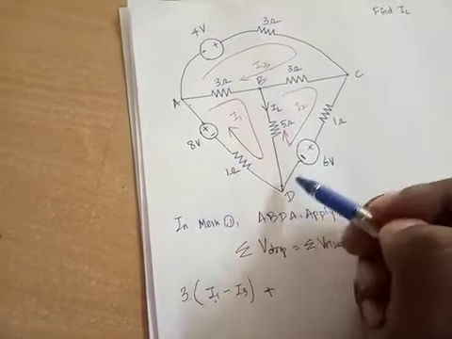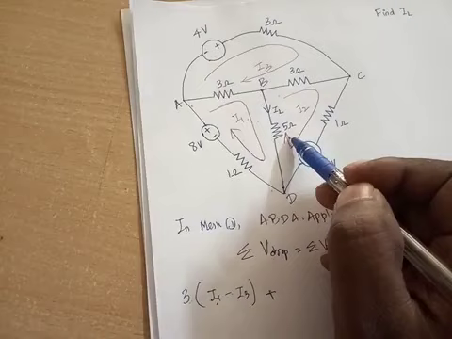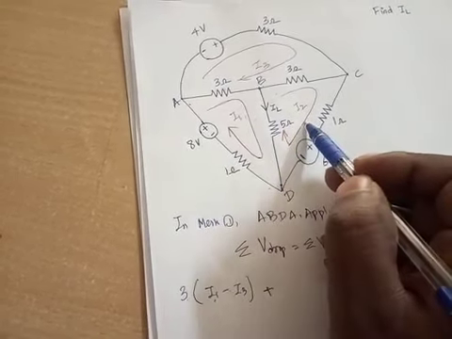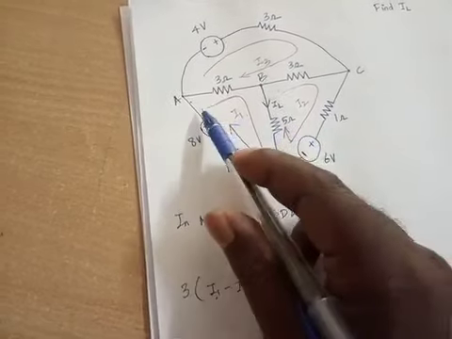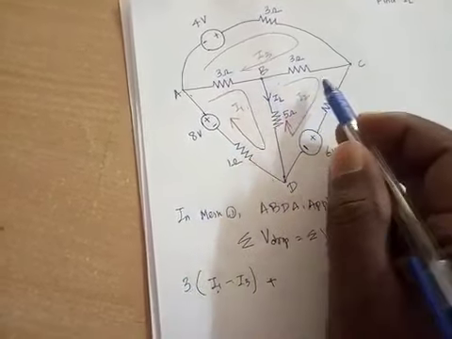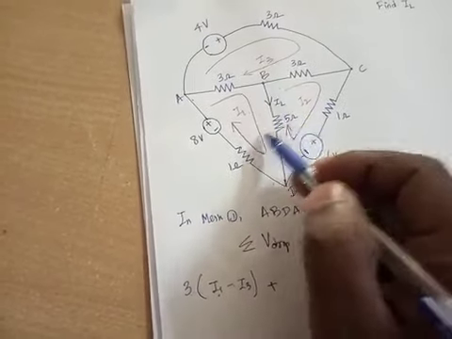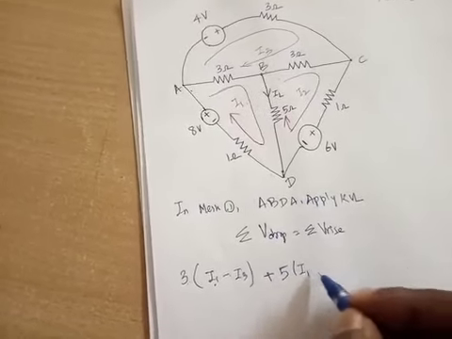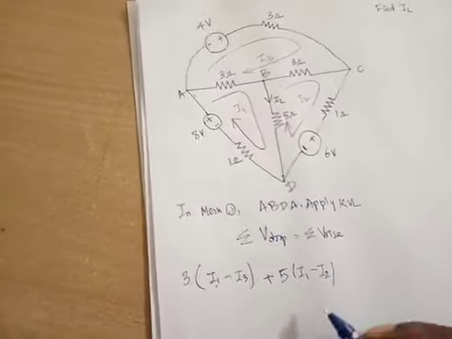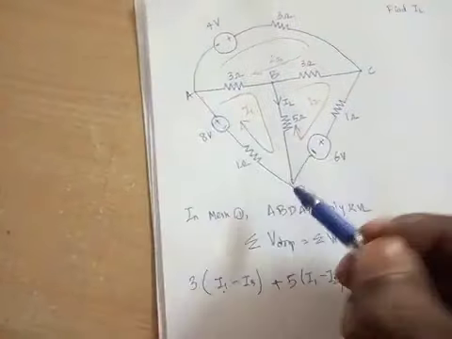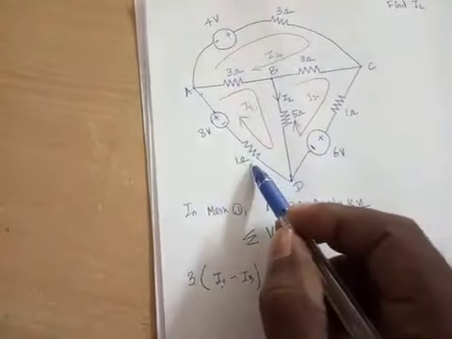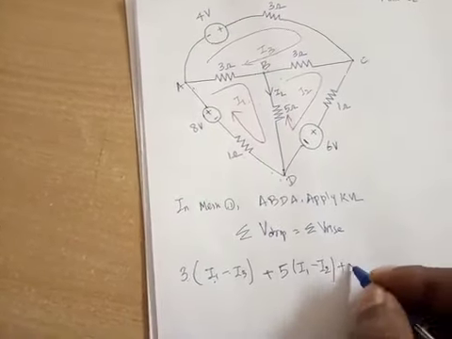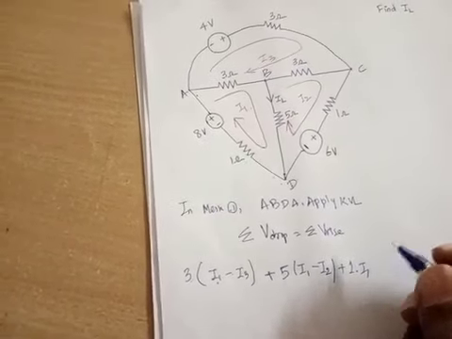Plus B to D, 5 ohm resistor. The 5 ohm resistor is common to loop 1 and loop 2. I1 is flowing in downward direction and I2 is flowing in upward direction, so I1 minus I2. The drop is 5 into I1 minus I2. Similarly, D to A, we have a 1 ohm resistor. The current flowing through it is I1, so plus 1 into I1.